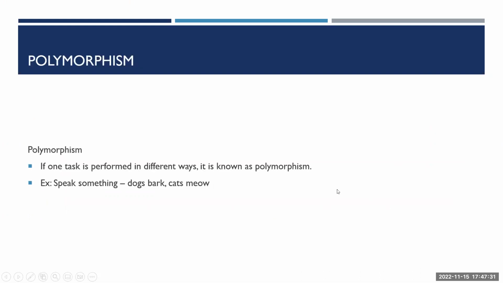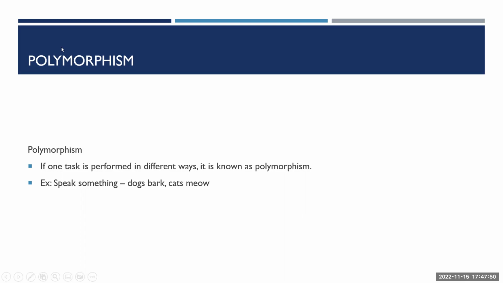Now we are going to the next concept called polymorphism. Any doubts in abstraction? We discussed three major topics here: abstraction, the constructors, and the super keyword. If there are no doubts, then let's move to polymorphism.